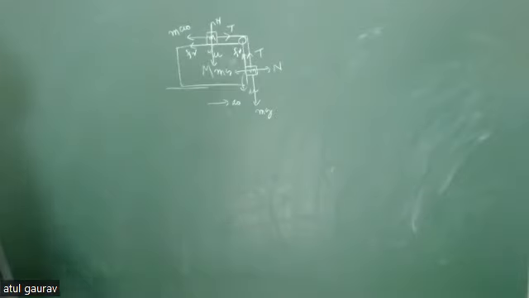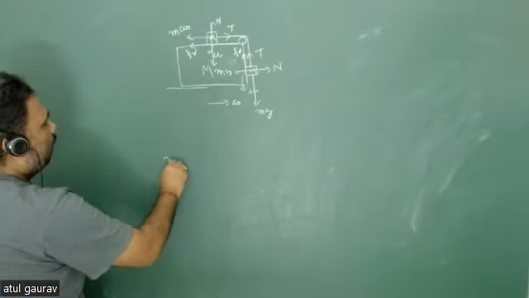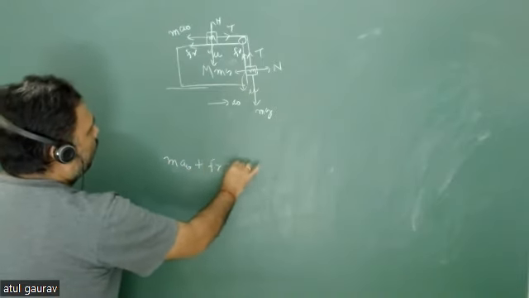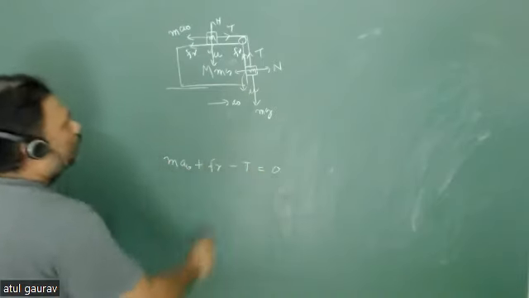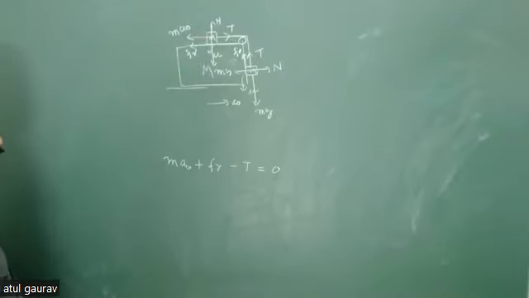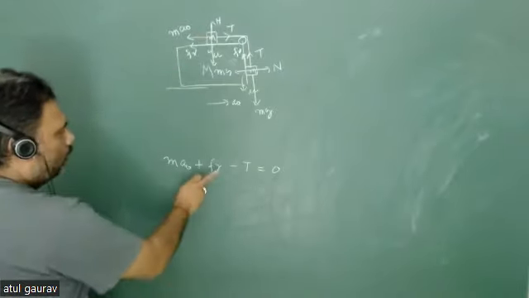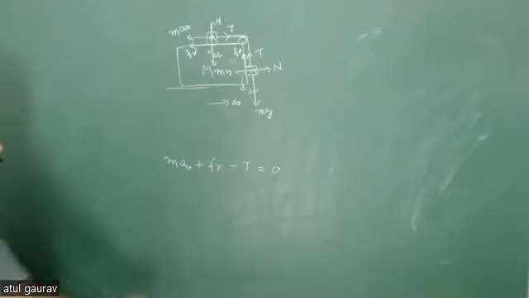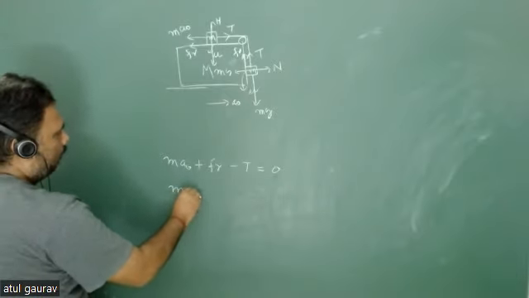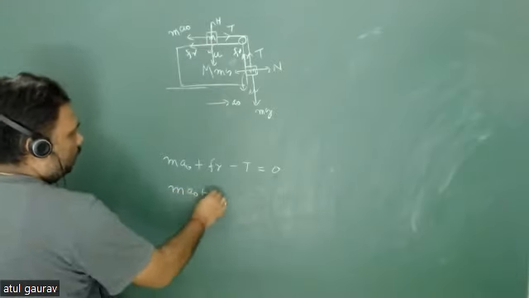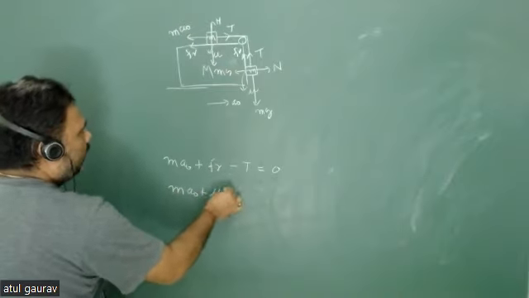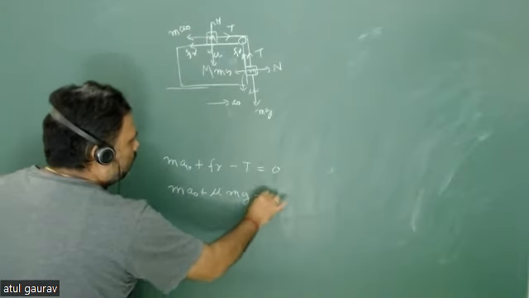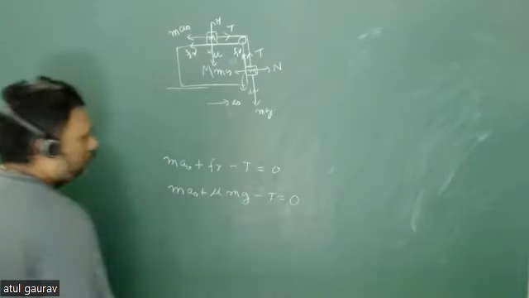So when we write the equation of motion, obviously, M A naught plus frictional force minus tension must be equal to zero, because it is at rest with respect to this. This is for this mass. What will be the frictional force here for the limiting case? Mu N. So for this mass, the frictional force is mu into N, and N can be balanced with the weight. That will be mu into mg minus T is equal to zero.